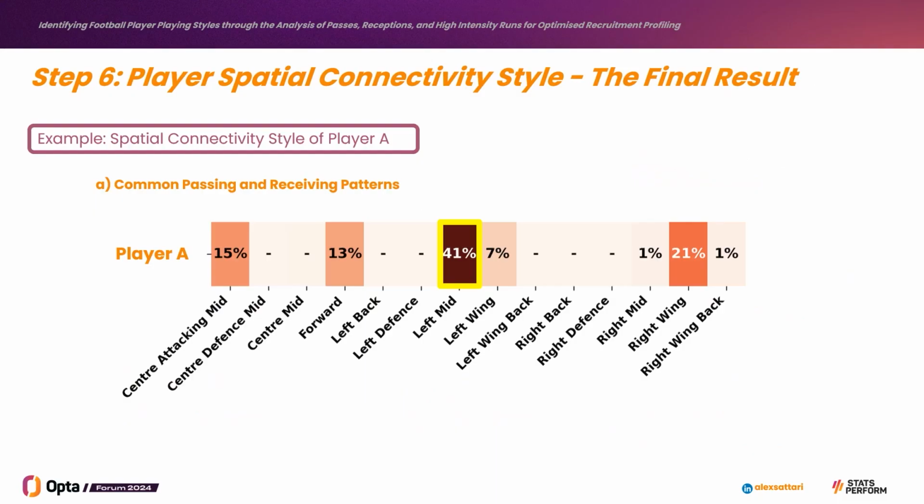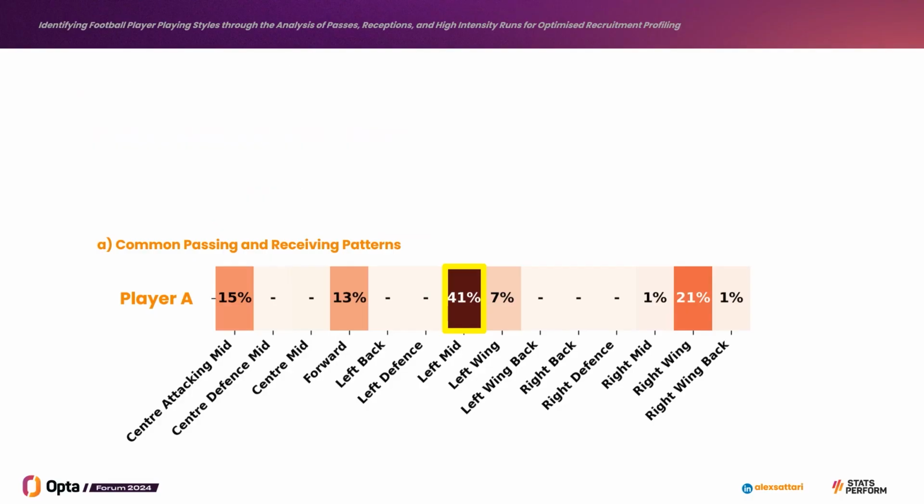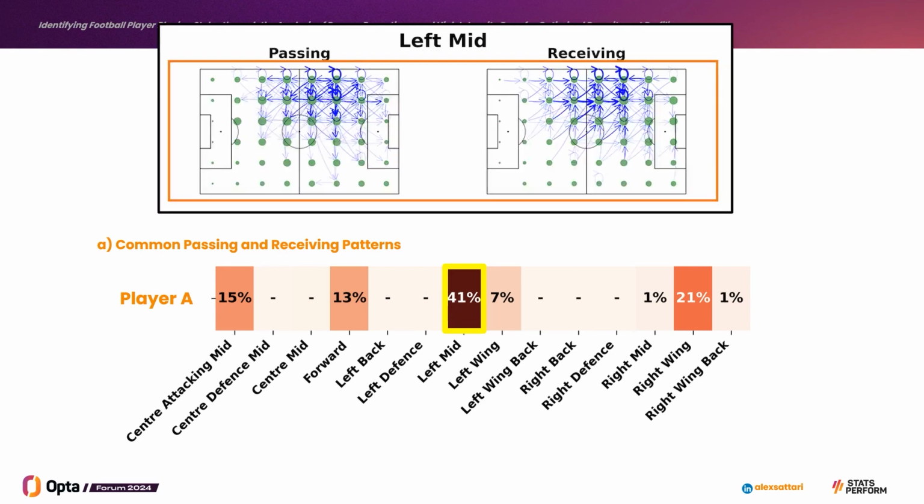So now let's go through an example and study this example player A. For player A's passing and receiving patterns, this is his style. The darker the color is, the higher the percentage. The name of the pattern is written underneath. The first thing we can see is that the highest percentage of his passing is coming from the left midfield pattern, 41%, which looks like this. So it's a lot of short passing and receptions in the left midfield.